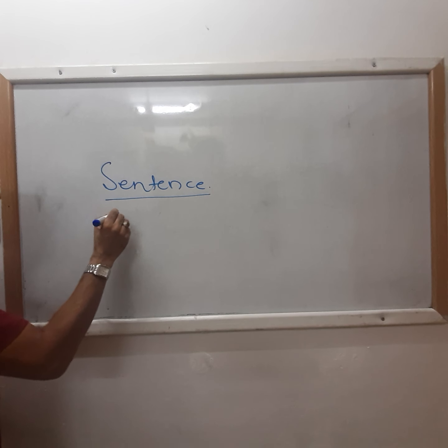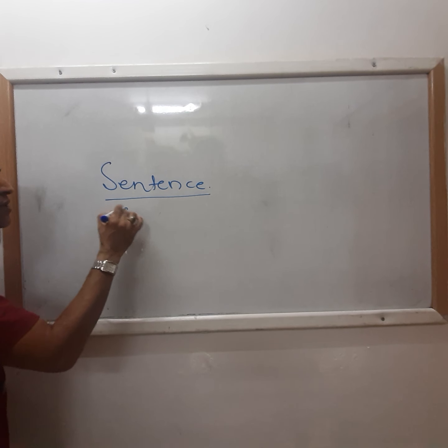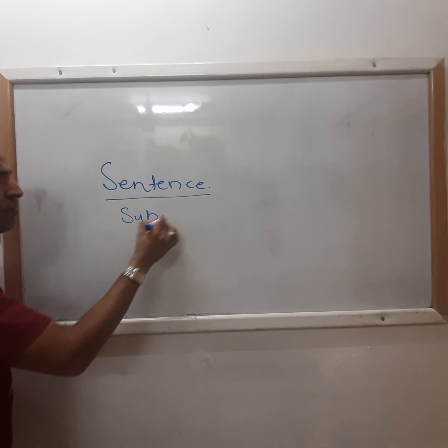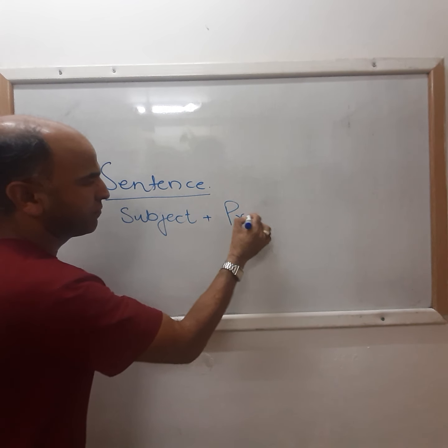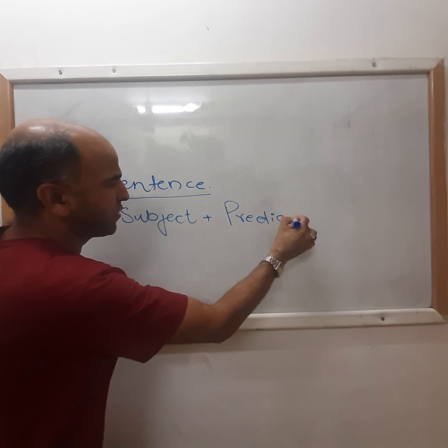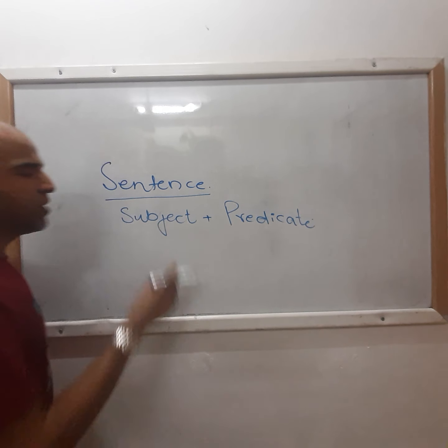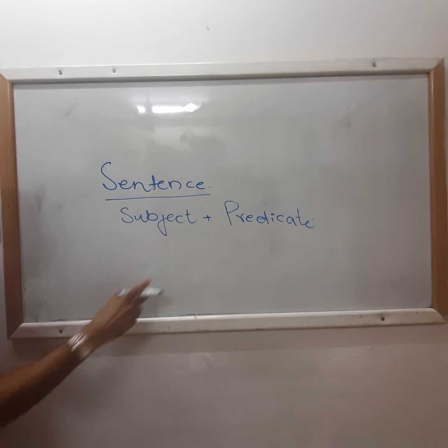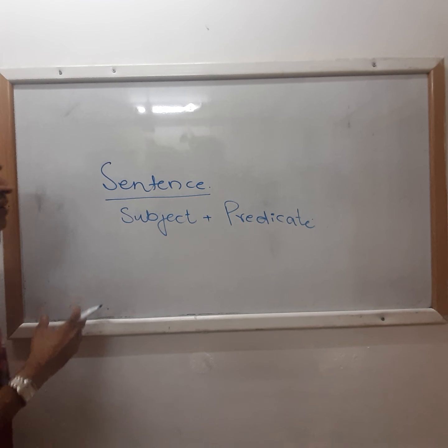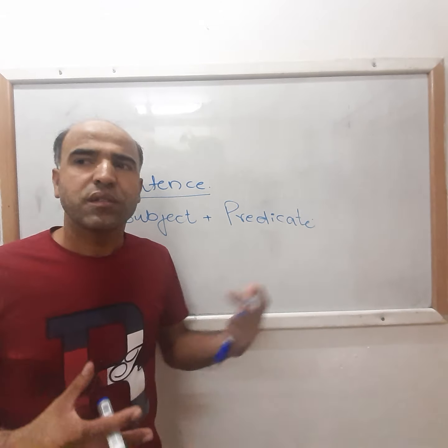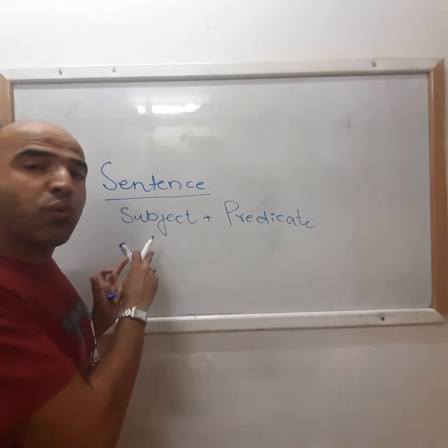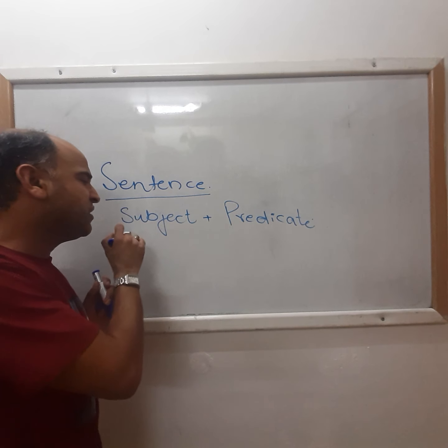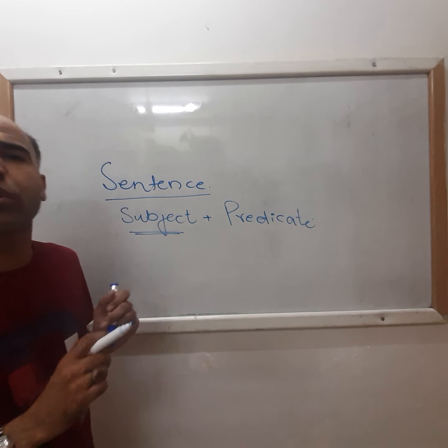Number one, it is the combination of subject plus predicate. Oh, what is a subject? The question arises and pops up in one's mind: what is a subject? A subject is actually the doer of an action or performer of an action. Number two, the subject is someone or something we talk about.